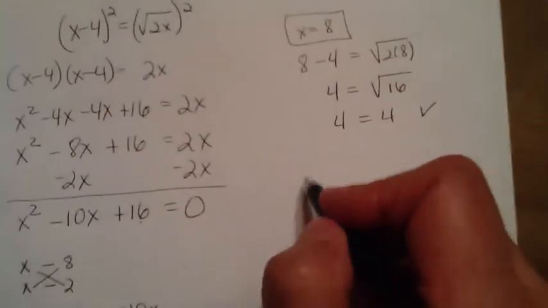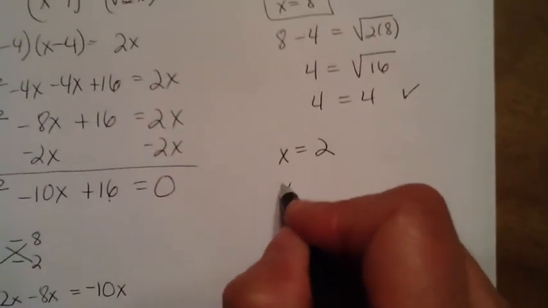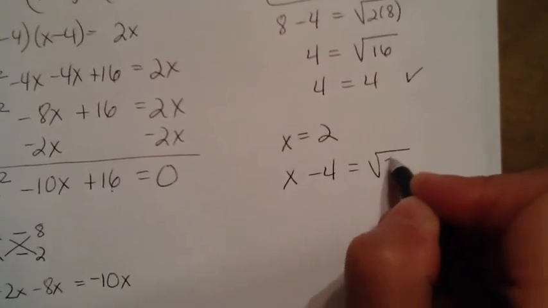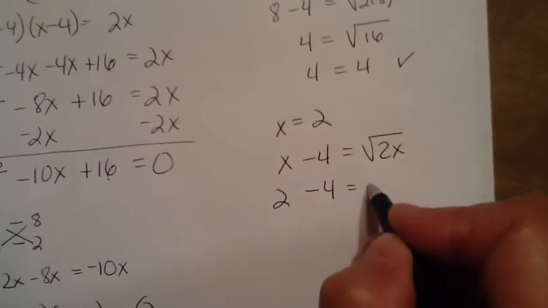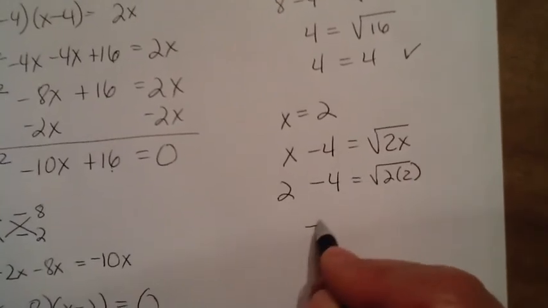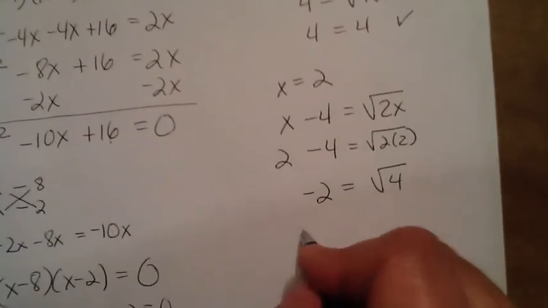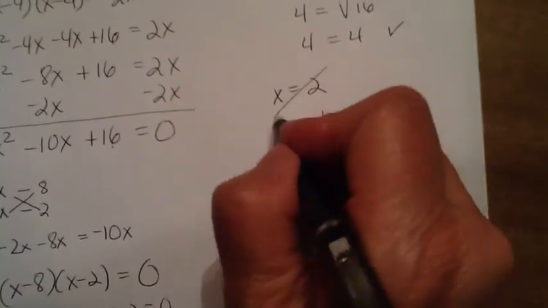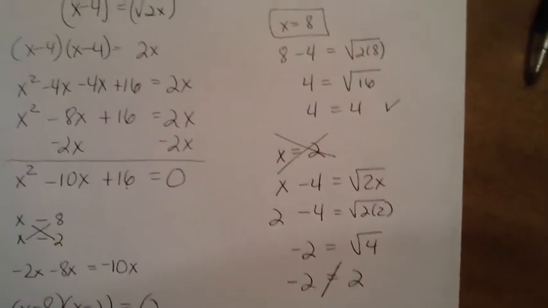The other one we had was x equals 2. So I have to check that as well. X minus 4 equals the square root of 2x. 2 minus 4 equals the square root of 2 times 2. This is minus 2. This is the square root of 4. Does minus 2 equal 2? No. So this one is not part of the solution. Okay? That's why you have to check these.